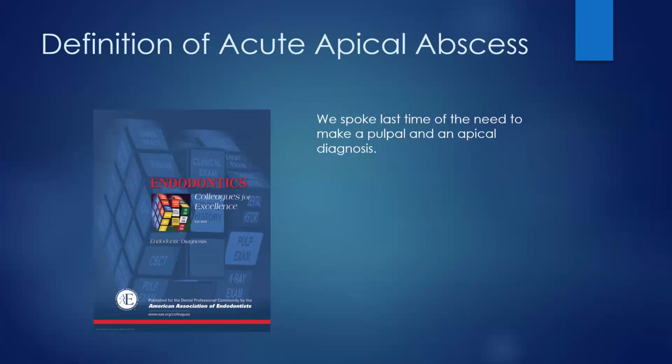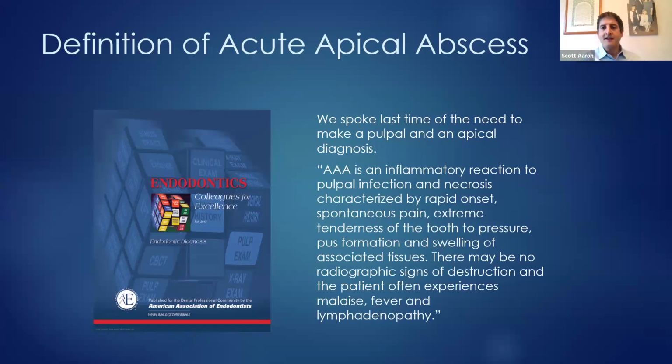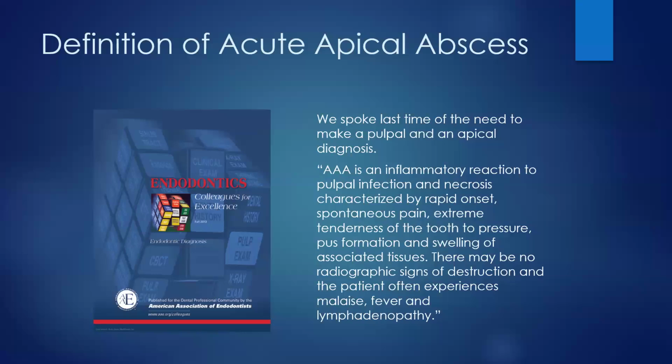The definition. Acute apical abscess is an inflammatory reaction to pulpal infection and necrosis characterized by rapid onset, spontaneous pain, extreme tenderness of the tooth to pressure, pus formation, and a swelling of the associated tissues. There has to be a swelling, otherwise it's not an abscess. There may be no radiographic signs of destruction, so most of you were correct with that, and the patient often experiences malaise, fever, and lymphadenopathy.